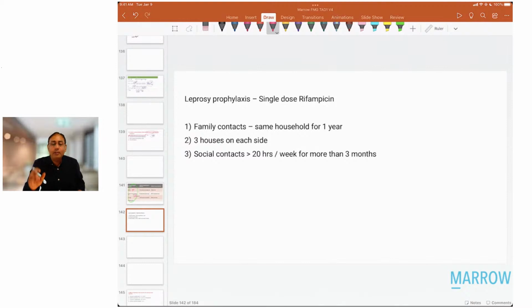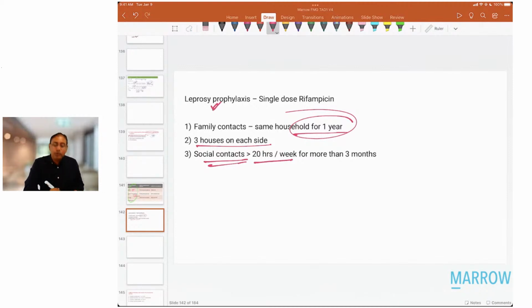One more question comes about leprosy prophylaxis. To whom will you give the leprosy prophylaxis? Leprosy prophylaxis will be given to everyone in the same household for at least 1 year, and to neighbors: 3 houses on each side, in front, behind, above, below, left and right. Also social contacts who are in contact with the leprosy case for more than 20 hours per week for more than 3 months.